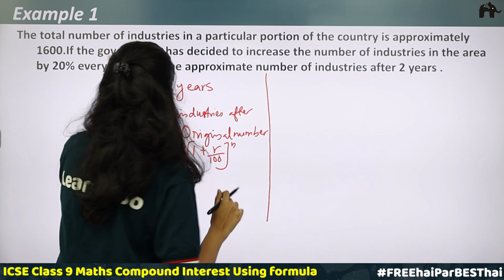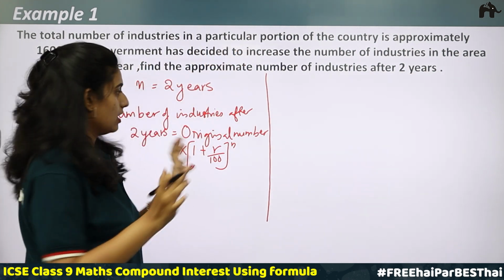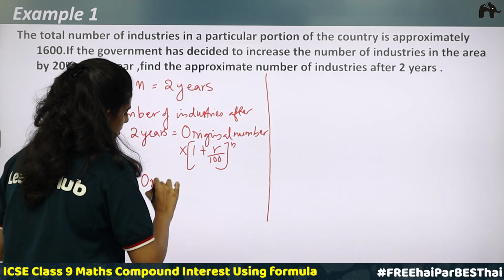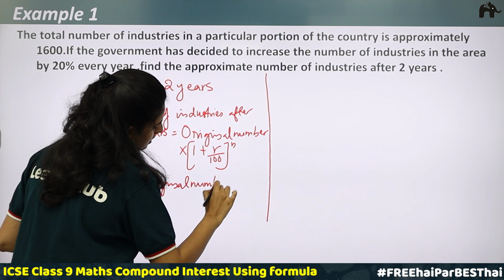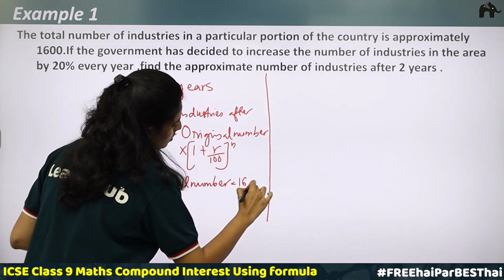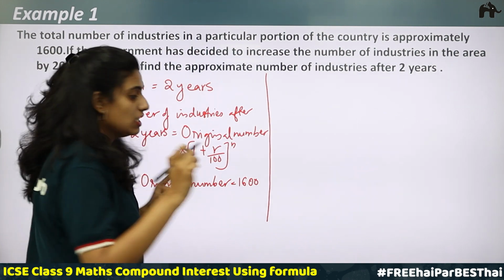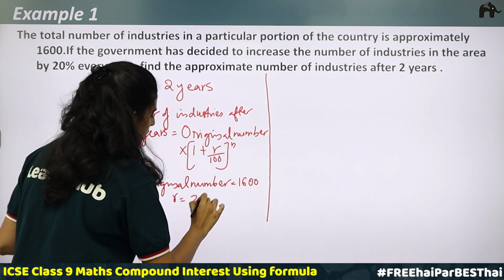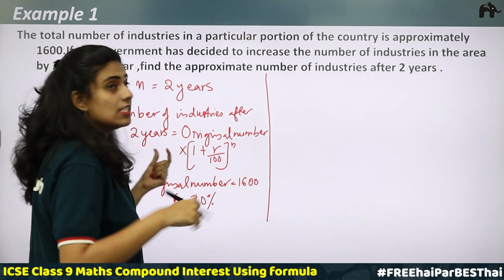Here what is given? The total number of industries in a particular portion of the country is approximately 1600, which means the original number is equal to 1600. What else is given? The rate is given, which is 20%. R is equal to 20%. Now what should be done? We have to find the number of industries after 2 years.